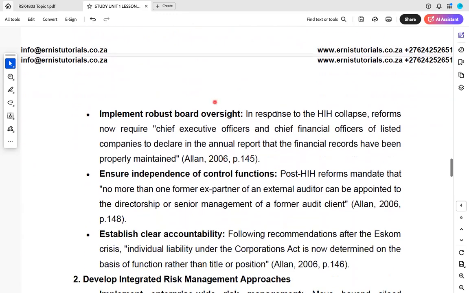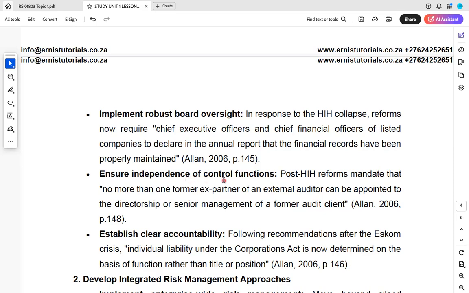With regards to the HIH issue, we are told that we should try to include independent board oversight, right? You actually find that after the HIH collapse, a lot of insurance companies listed in certain jurisdictions now require chief executive officers and chief financial officers of listed companies to declare that the annual report and the financial records have been properly maintained. So these are some of the requirements that have actually come up.